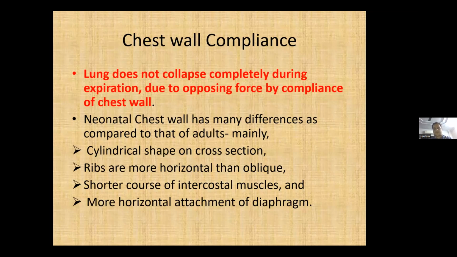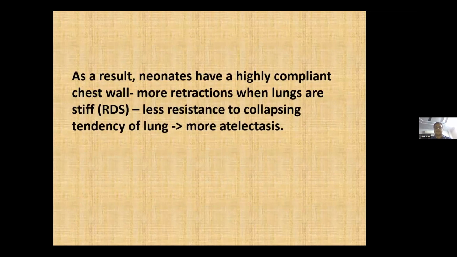The better our chest wall recoil is, the less so in newborns, and that is primarily the reason why they have a very highly compliant chest wall. A highly compliant chest wall means there will be more retractions when the stiffer lungs go in. Lungs have a tendency to collapse, and the chest wall has a tendency to go out, but that outward tendency is not as good as the collapsing tendency of the lungs. As a result, there is less resistance to collapse. There is more tendency of the lungs to collapse, and more atelectasis in a preterm baby with RDS.